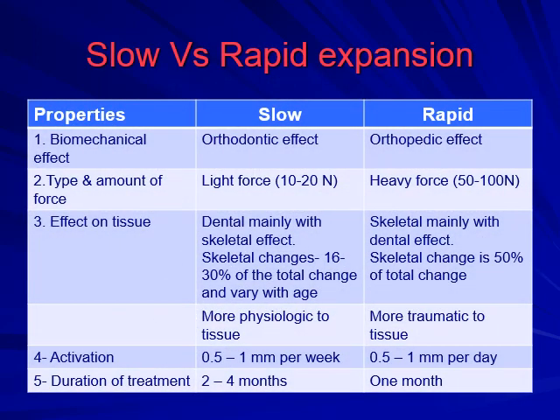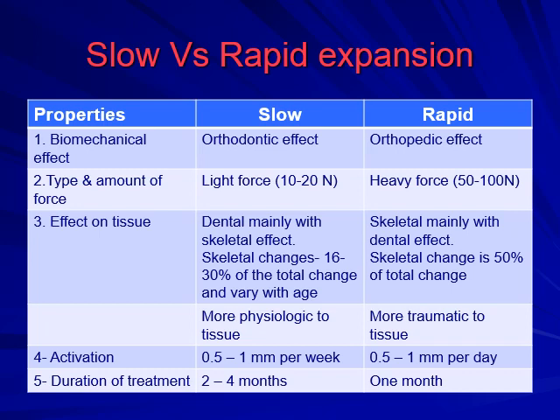When we compare slow expansion versus rapid expansion, we see that the force produced by the slow expansion is a light force ranging from 10 to 20 Newton, while the force produced by the rapid expansion is a heavy force, ranging from 50 to 100 Newton. The slow expansion has an orthodontic effect. Its effect on the tissue is mainly dental with some skeletal effect, while the rapid expansion has an orthopedic effect. Its effect on the tissue is mainly skeletal with some dental effect.